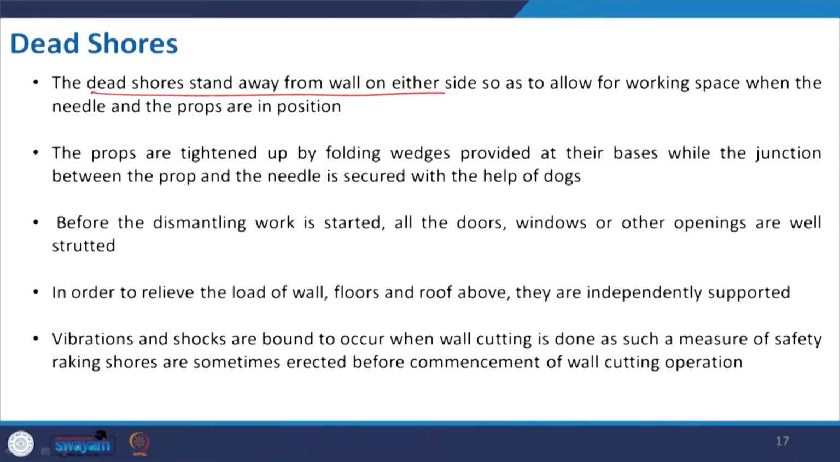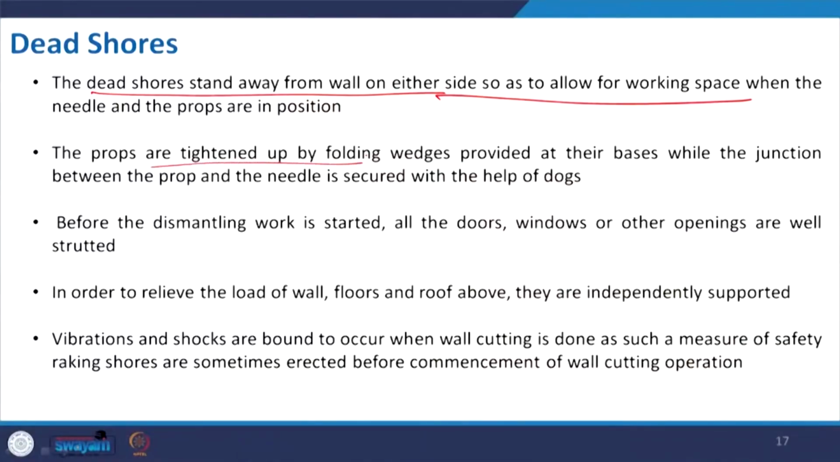There are other parts too, like the dead shore standing away from the wall, on either side, so as to allow working space. Because when you repair the structure, you need some space where the workers can work comfortably, so the vertical props are to be placed with enough gap to work with. Then the props are tightened by the folding wedges provided at their base, and they are connected to each other. Before the dismantling work is started, all doors, windows and other openings are well shuttered.